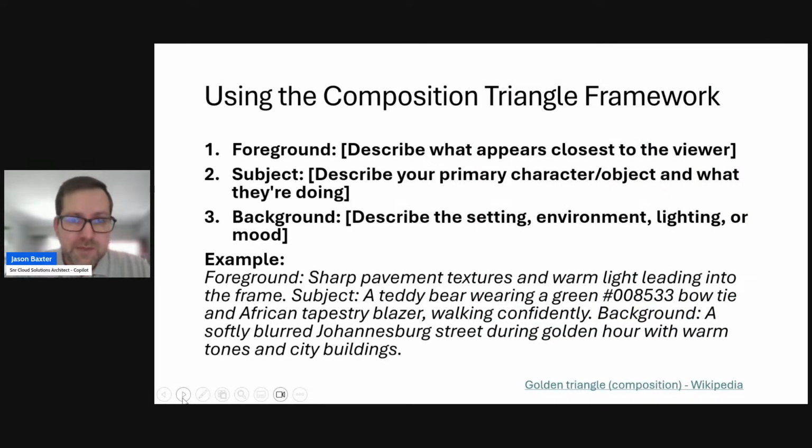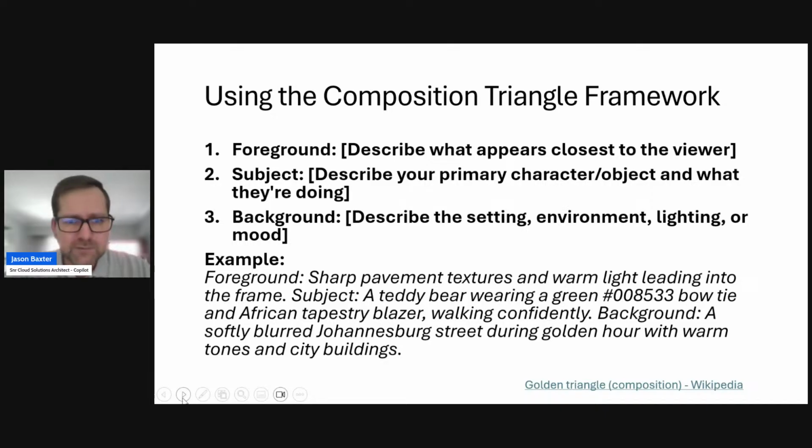One of the things that you would have seen in the last prompt was using something called the composition triangle framework. This is actually a photography and art framework. There are many different ones, some of them called the golden triangle. Some of it you have like the grid layout in your optic as you're taking the photo. But really you want to think about what is in the foreground, what is the subject that you're describing, and what is the background. And I've really simplified it here where you can describe the setting, the environment, the lighting, or the mood. And adding these elements into your prompt will make it so much more detailed than if we had to do this from scratch.